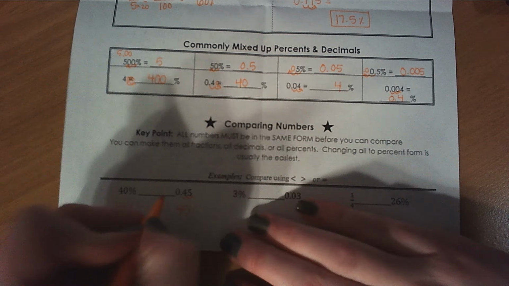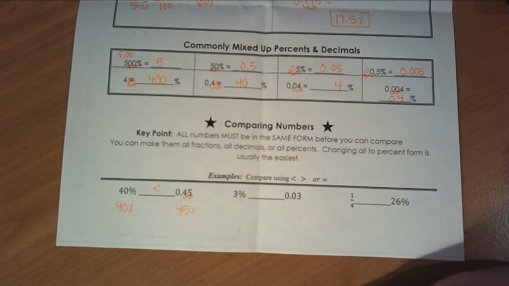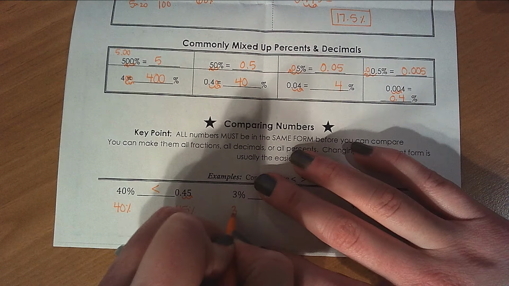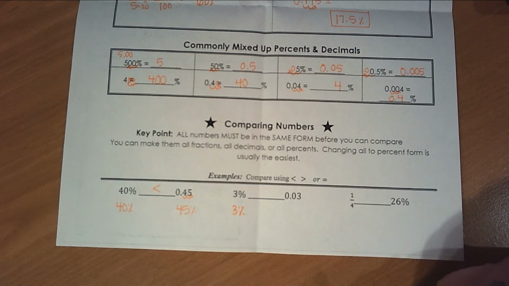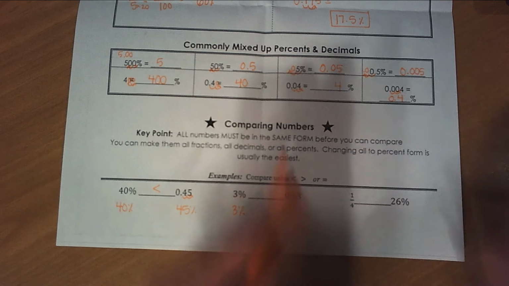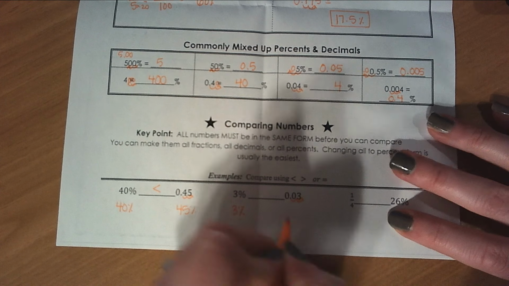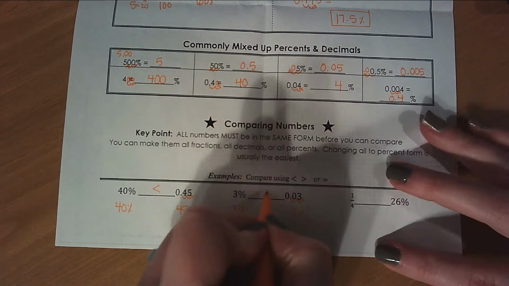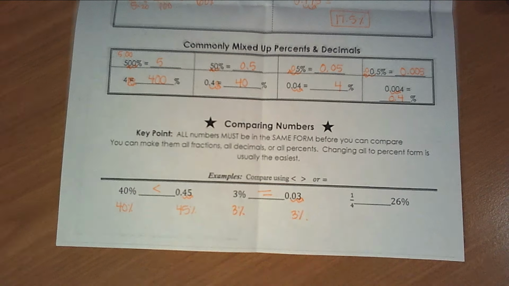40% and 45%, I know that 45 is bigger, and so I put in my less than symbol here. 40% is less than 45%. This next one, 3%, is already a percentage, so I'm going to keep it as a percent. And then I'm going to change this decimal to a percent by moving the decimal 2 places to the right. When I do that, I get 3%, and I know that 3% is equal to 3%, so I put in my equal sign.